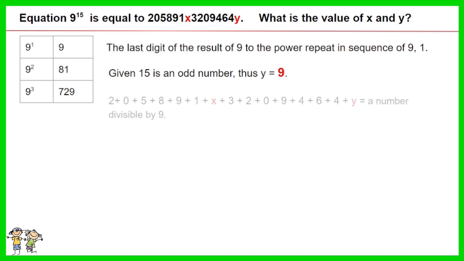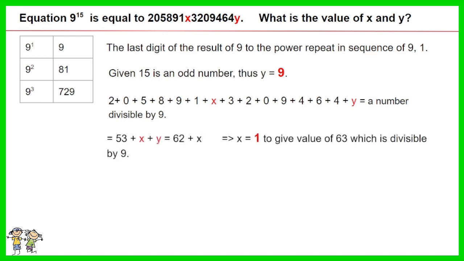The total of digits, 2 plus 0 plus 5 plus 8 plus 9 plus 1 plus x plus 3 plus 2 plus 0 plus 9 plus 4 plus 6 plus 4 plus y is a number divisible by 9. Add up all the known digits, you have 53. Replace y with 9, you have 62 plus x. x is equal to 1 in order for 62 plus x to be divisible by 9. This gives a value of 63.